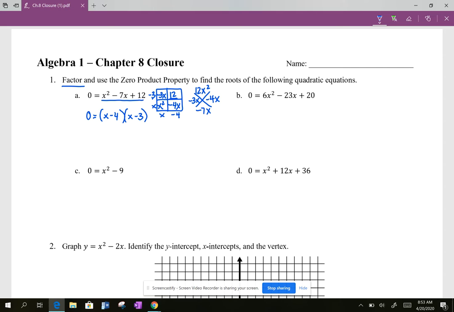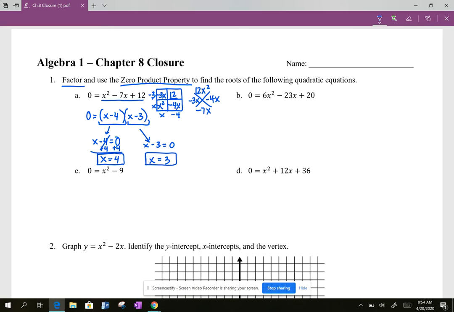Using the zero product property now means taking each factor, setting it equal to 0, and solving for x. So for example, I'm going to take x minus 4 and set it equal to 0, and I'm going to solve for x. If you add 4 to both sides, you get x equals 4. Do the same thing with your other factor. Take x minus 3, set that equal to 0. If you add 3 to both sides, I'm going to get x equals 3.